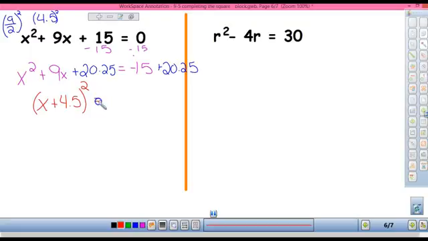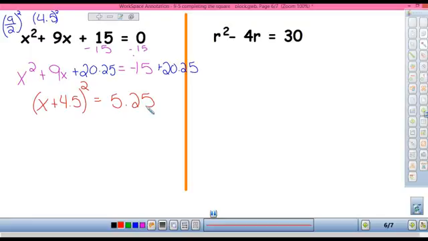Equals 5.25, because we have to do that on that side too. Questions so far? Are you sure? Do we know where this number is coming from? What is this number going to be? B divided by 2. Yes.